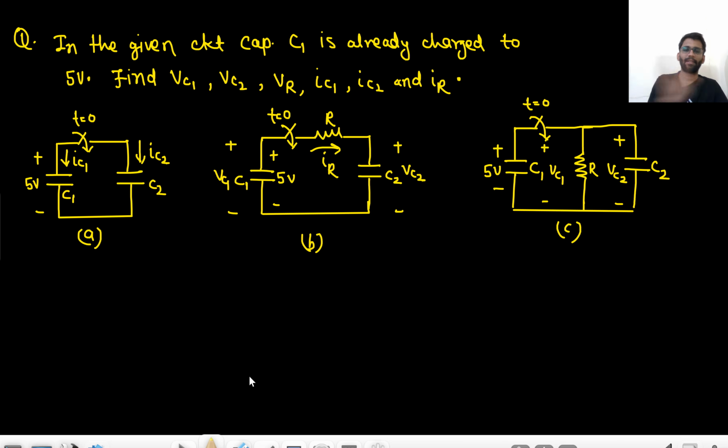Okay, so this is a whole new concept. There are three circuits A, B and C. The capacitor C1 is charged to 5 volt. You have to find the voltage across C1, C2 and the current. We will analyze the circuits one by one. So let's start with circuit A. We have time left. We can do it in this lecture as well.